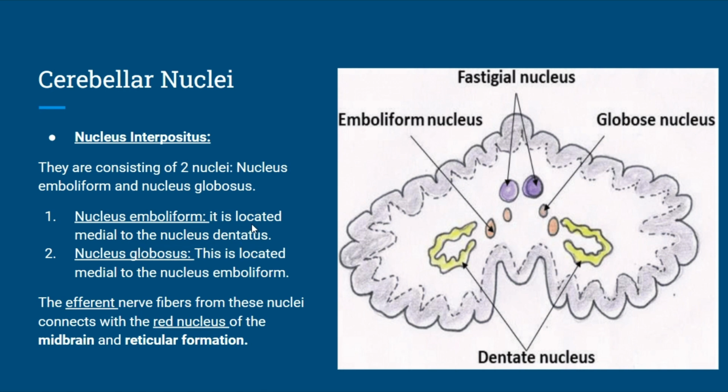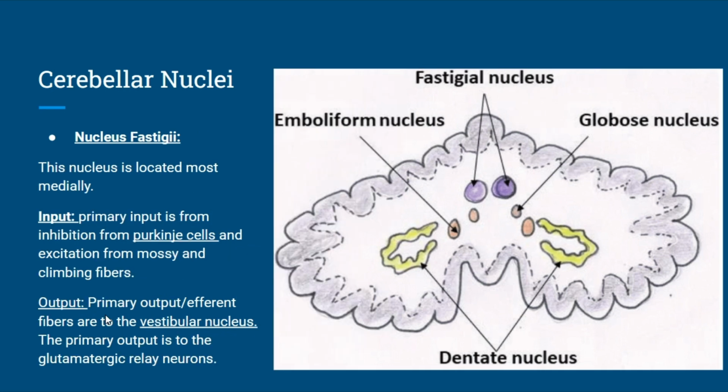The nucleus emboliform is located medial to the nucleus dentatus. Obviously, if you look at the image, this is the dentate nucleus, and the emboliform nucleus is more medial, and nucleus globosus is further medial to the nucleus emboliform. So you go from lateral to medial, you'll find dentate nucleus, emboliform nucleus, globose nucleus, and the efferent nerve fibers from these nuclei will connect with the red nucleus of the midbrain and the reticular formation.